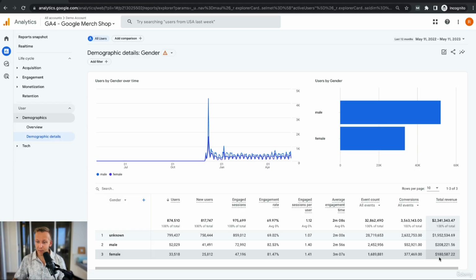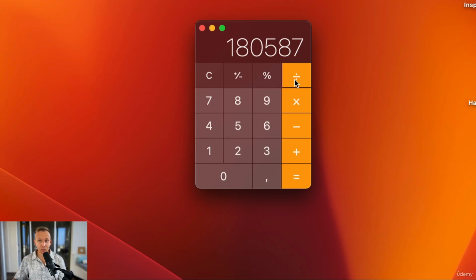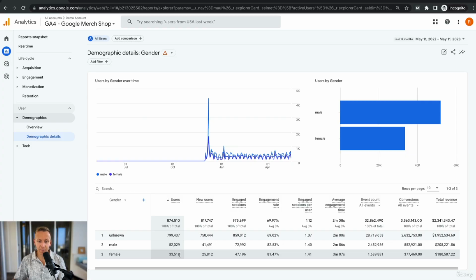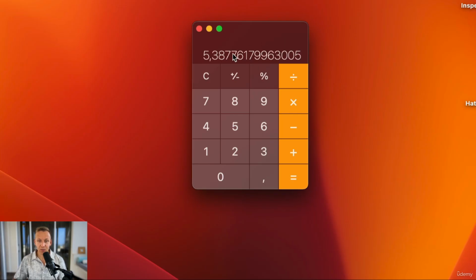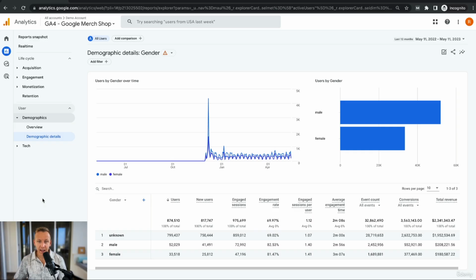We'll look at the total revenue, 180,587, and divide it with the total amount of users, 33,518, and check the results. And we can see that each woman is worth 5.3, almost $5.4. So what this means is that the most valuable gender we have traffic-wise is going to be women. And interestingly enough, we can also see that women are underrepresented versus the men coming into our website.